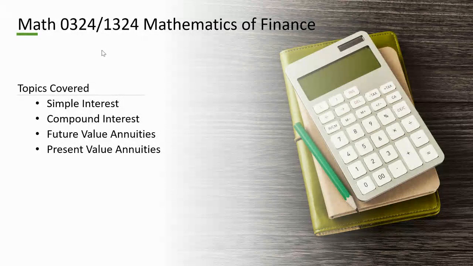Today I'm going to cover the topics from Chapter 5. I believe simple interest is from Section 5.1. Compound interest is covered in Section 5.2. Future value annuities is 5.3, and present value annuities is Section 5.4. Okay, so let's start with simple interest.